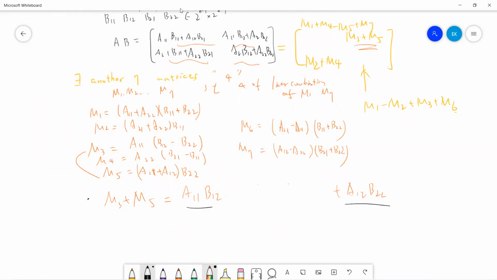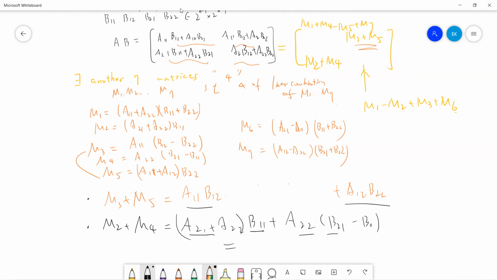Now let's do M2 plus M4. I get a21 plus a22 times b11, plus a22 times b21 minus b11, and obviously these two terms cancel, so I get a21 b11 plus a22 b21. So it's really amazing that this is the a21 b11 plus a22 b21 entry.